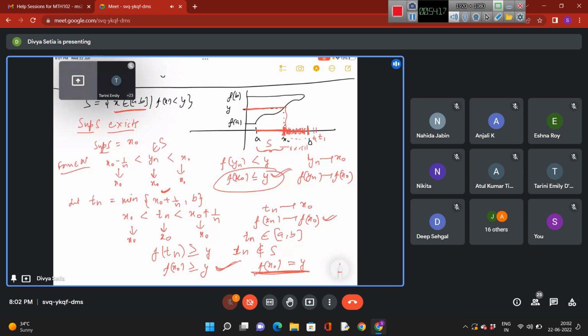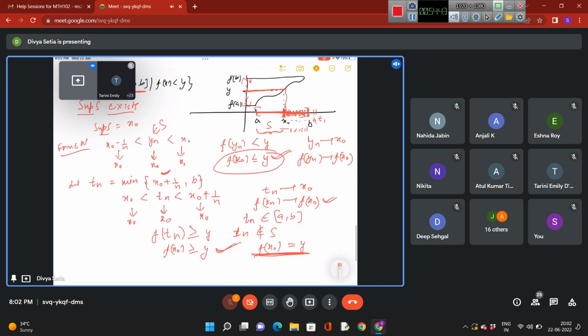Fine. Is the proof clear? This is a summary of the whole proof, and this is a really important theorem called the intermediate value theorem, that each and every value between your f of a and f of b will always have a pre-image. You cannot skip any value if your function is a continuous function on the closed and bounded interval AB. It has a lot of applications.